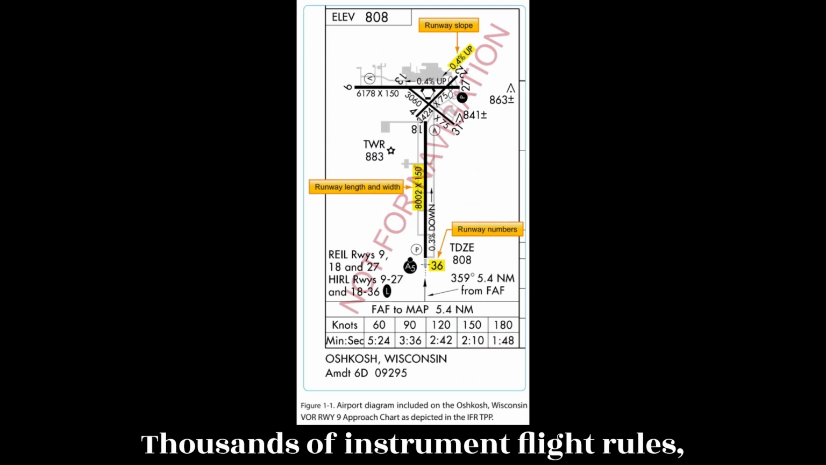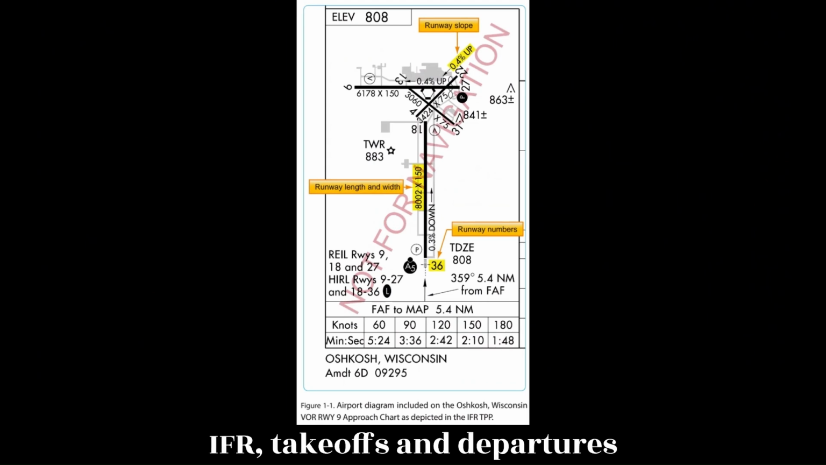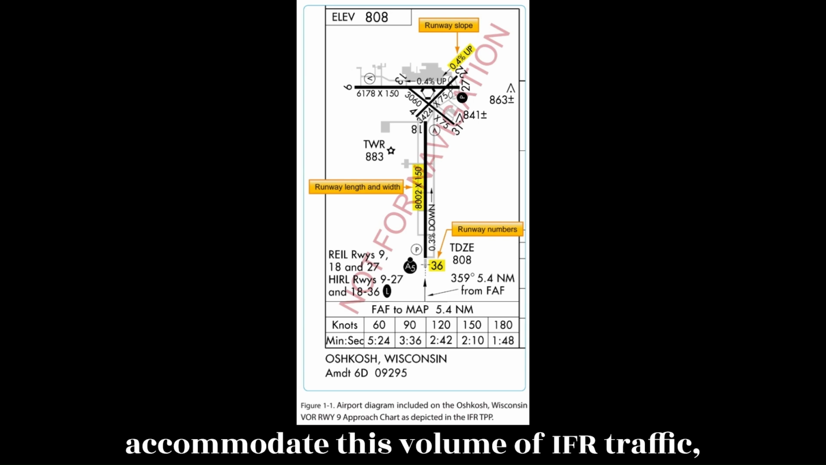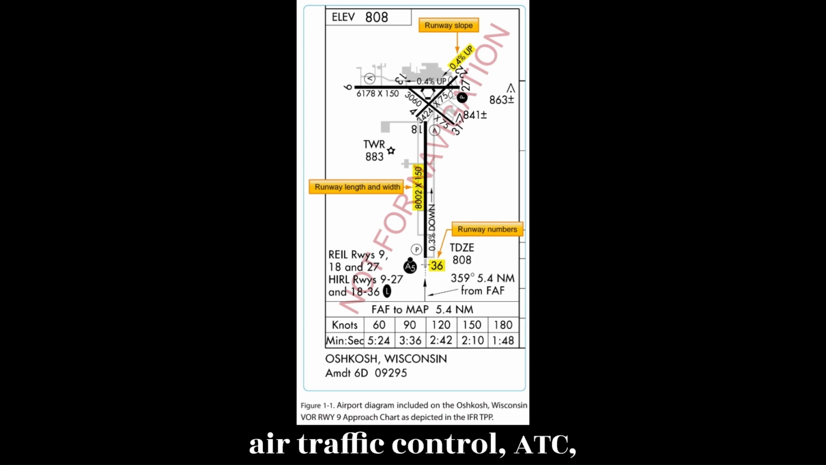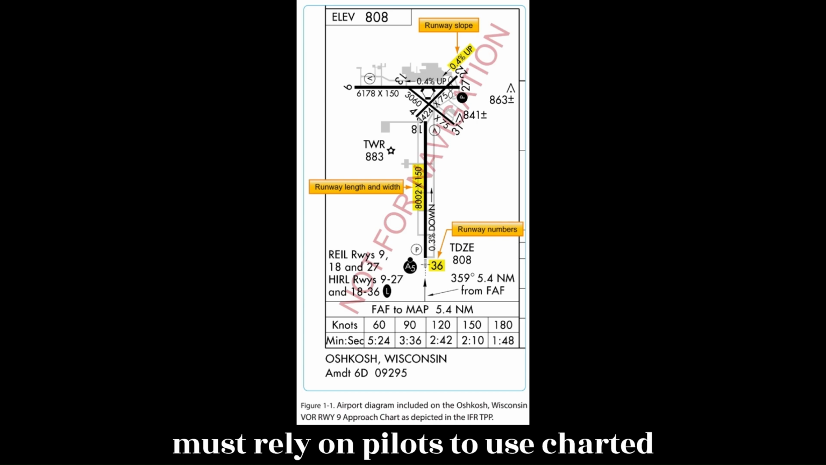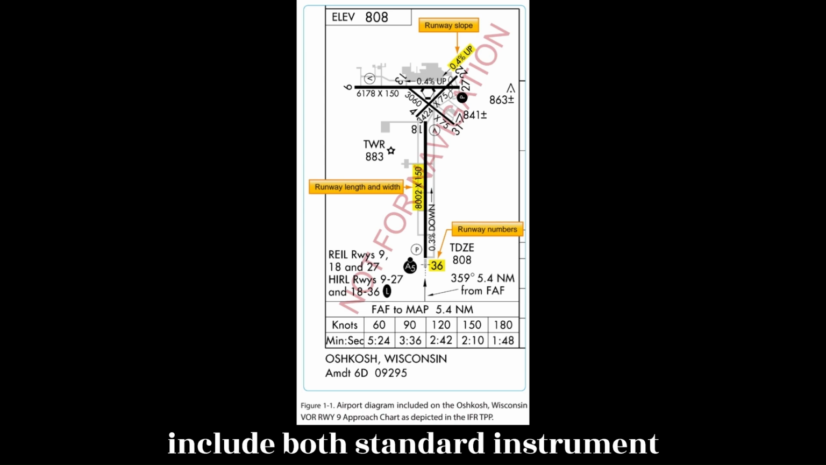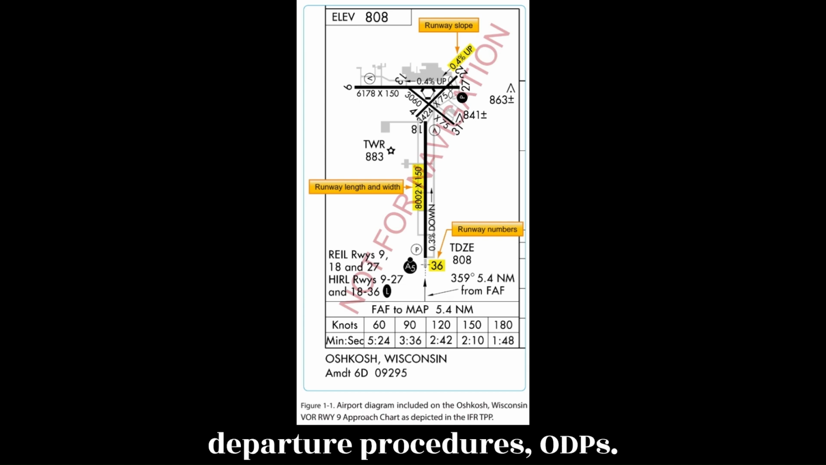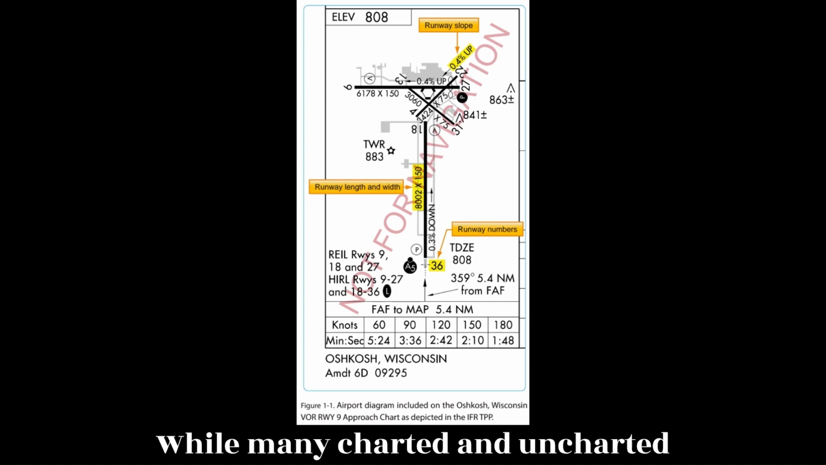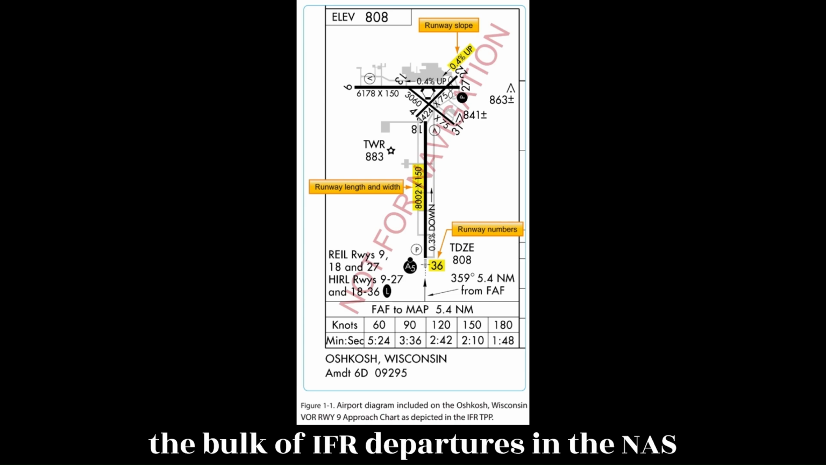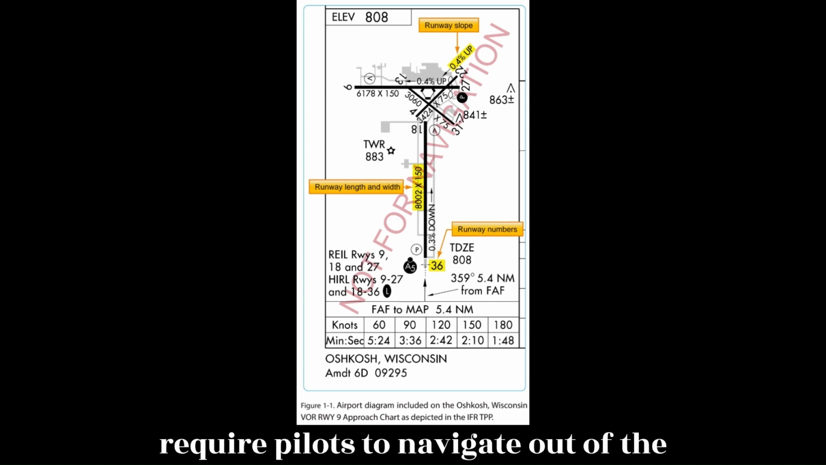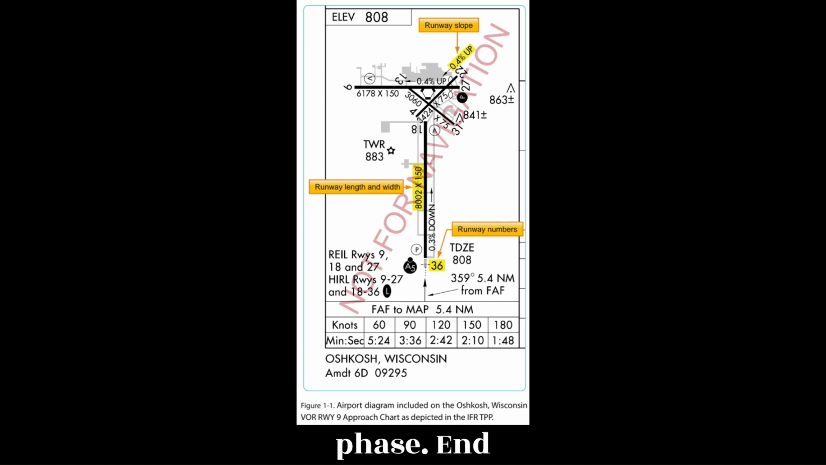Thousands of instrument flight rules, IFR, takeoffs and departures occur daily in the National Airspace System, NAS. In order to accommodate this volume of IFR traffic, air traffic control, ATC, must rely on pilots to use charted airport sketches and diagrams, as well as departure procedures, DPs, that include both standard instrument departures, SIDs, and obstacle departure procedures, ODPs. While many charted and uncharted departures are based on radar vectors, the bulk of IFR departures in the NAS require pilots to navigate out of the terminal environment to the en route phase. End of page 1-1.